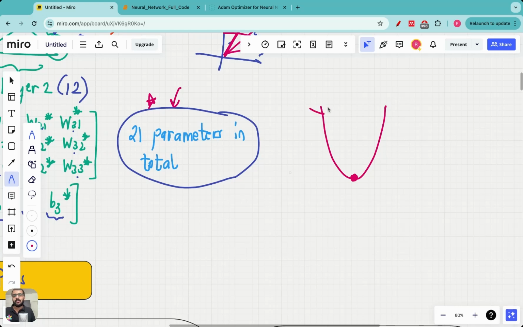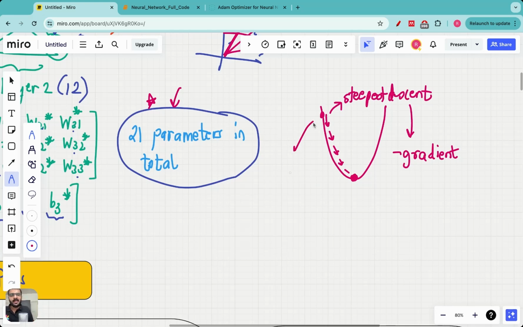Let's say when we start out randomly, we are at some point here in the loss function. Ideally we want to keep moving in this direction so that we reach the minima, and this direction turns out to be the direction of the steepest descent, and the direction of the steepest descent is given by the negative of the gradient, or the negative of the partial derivative of the loss with respect to the parameter.